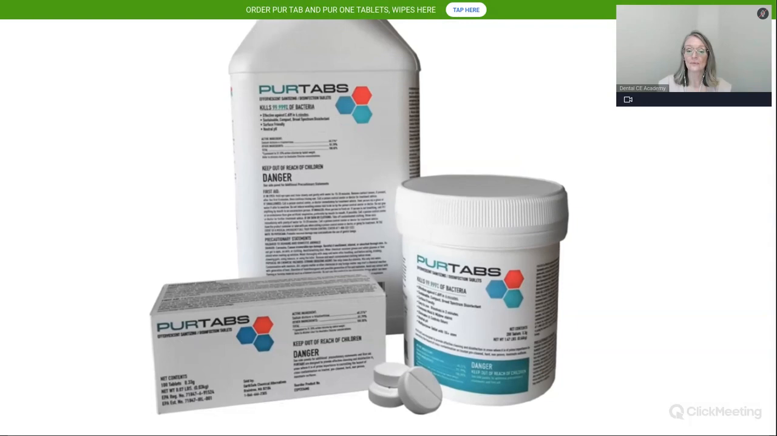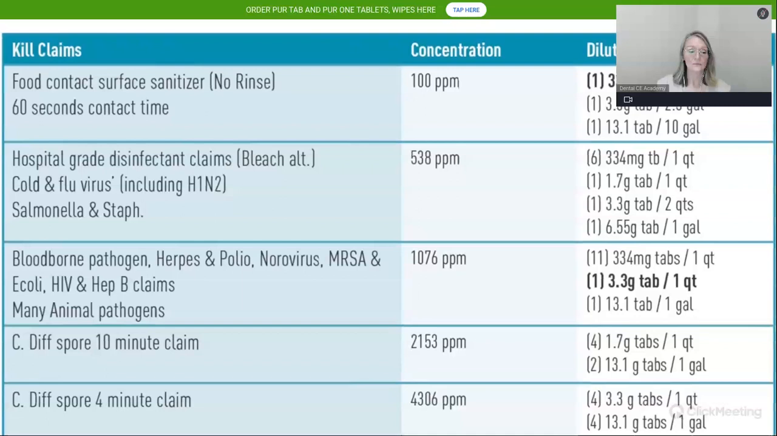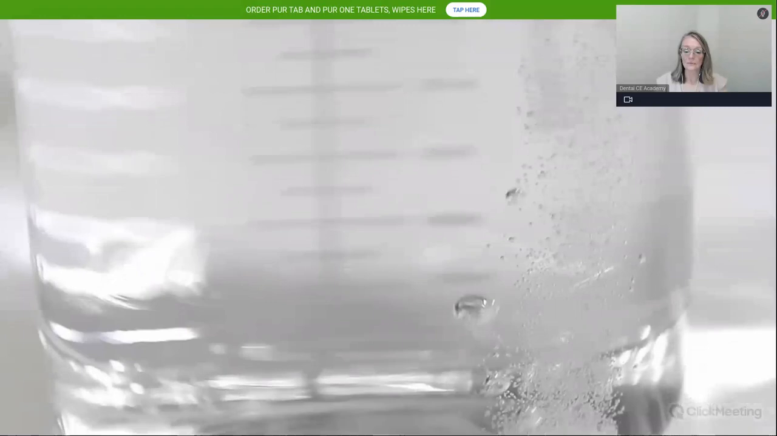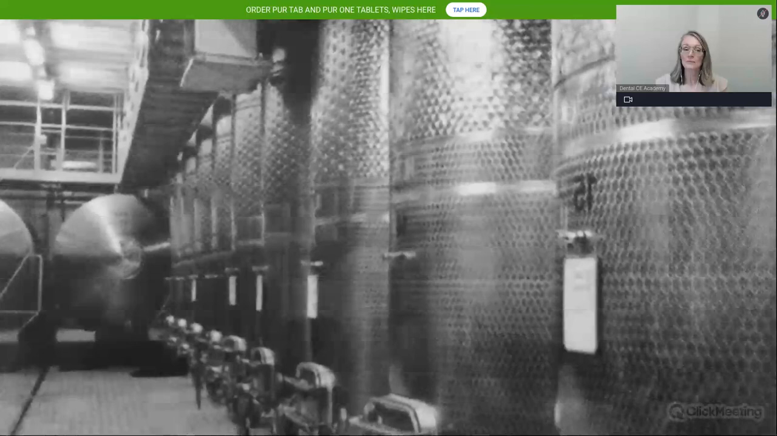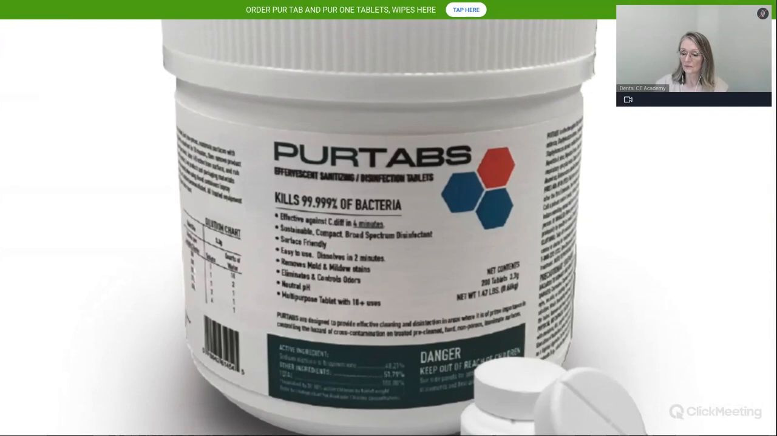Simply select from one of three available tablet sizes, refer to the dilution chart to find the proper concentration, and mix with normal tap water to produce solutions with up to 10 different uses. From killing C. diff in healthcare facilities to preventing contamination in food processing facilities as an NSF Registered Food Contact Surface Safe Sanitizer, Pure Tabs are an effective and economical solution for all your hard surface disinfecting and sanitizing needs.